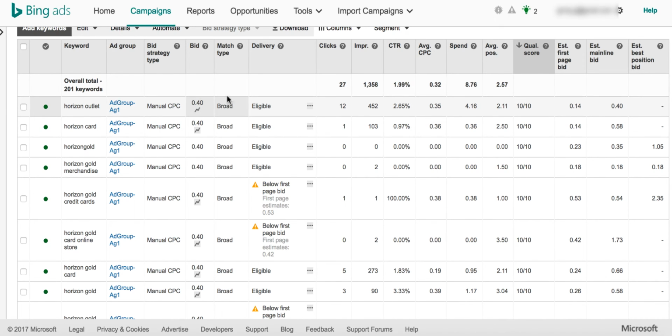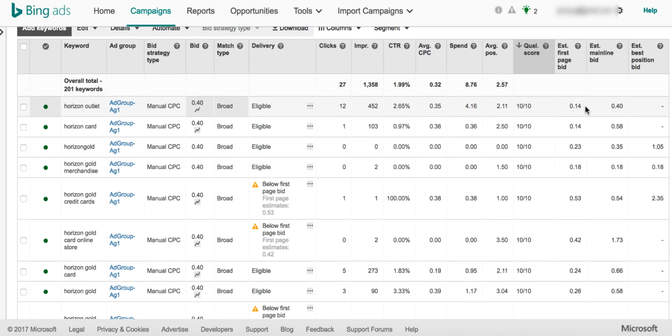If you observe here, we have one keyword, horizon outlet, with a broad match, and it is giving us 2.6 for CTR. This is not at all a bad thing, but you see how much we are actually paying, 3.35, whereas the estimated first bid rate is 0.14. So we are actually showing our ad on the top on the mainline bid because we are paying them high.